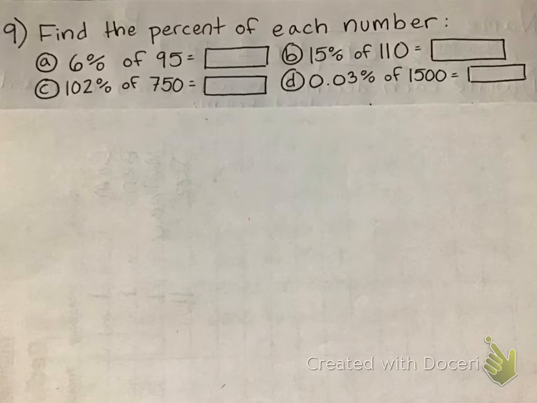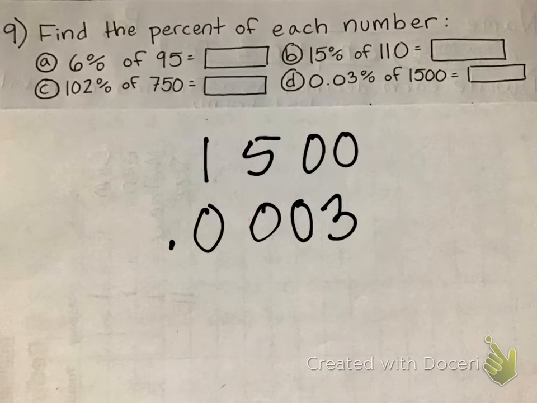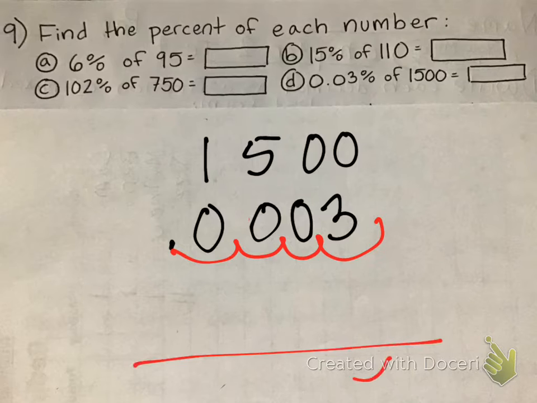Lastly, I want to see Gloria. What is 0.03 as a decimal? 0.00. Perfect. It's going to be 0.0003. We're going to line that up with 1500. In the end, we move it 1, 2, 3, 4. So in the end, we're going to move it back 1, 2, 3, 4. Okay.